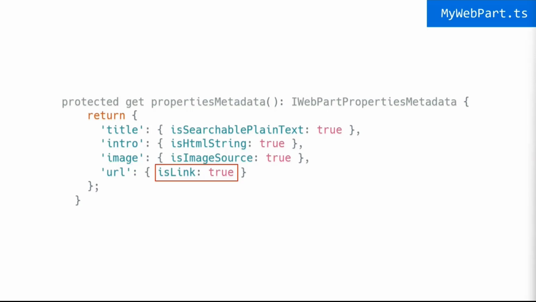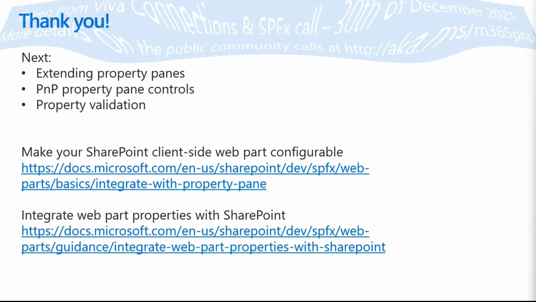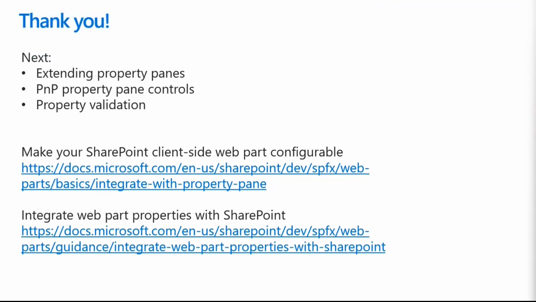All right, so let's wrap this up. Next, we're going to be talking about extending property panes, so adding new types of controls like we've seen earlier today. We're going to use the property pane controls, and we're going to show how to validate properties. These are some of the articles that I've used to describe some of the principles today, but that's it for me.